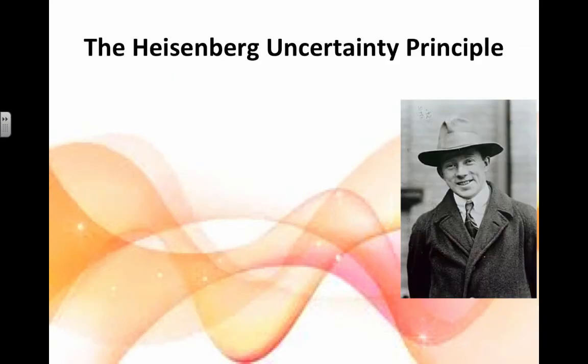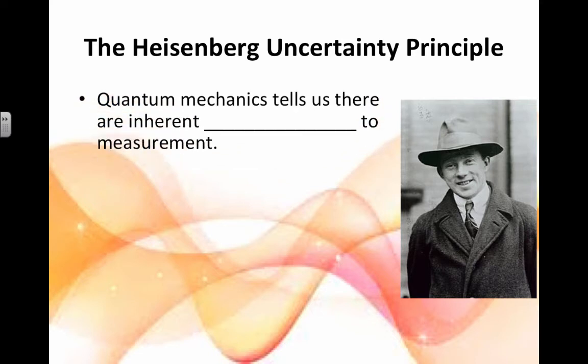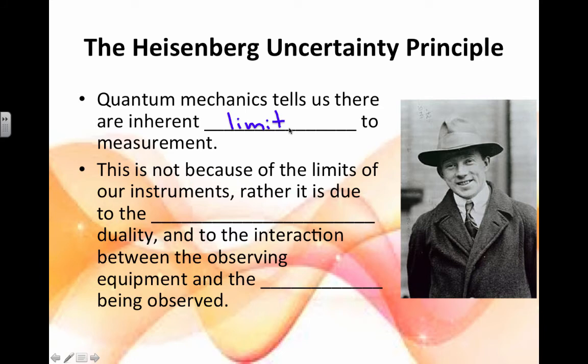And part of this was described by Werner Heisenberg. In the Heisenberg uncertainty principle, we learned that there's an inherent limit to measurement. The measurements can only be accurate to a certain degree. And it's not because of the limitations of our instruments, but rather it's due to wave-particle duality. And in particular, due to the interaction between the observing equipment and the object that is being observed.